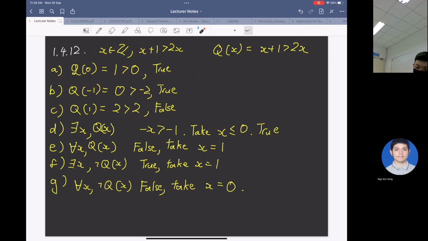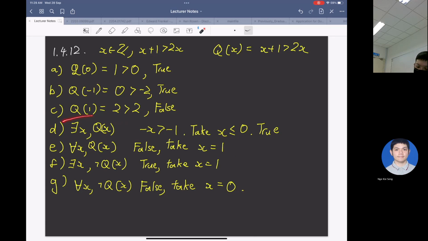Q1 is the counterexample, which is part C. Okay, Q1 is a counterexample. There exists an x such that Qx is false. True or false? Why?